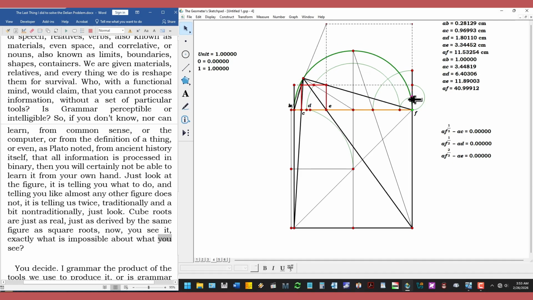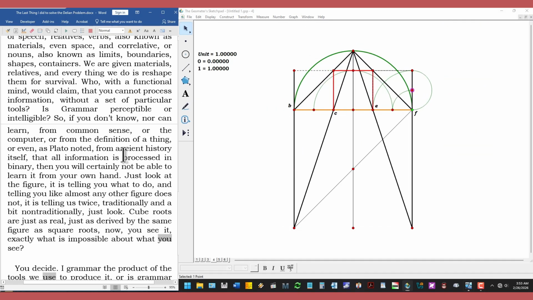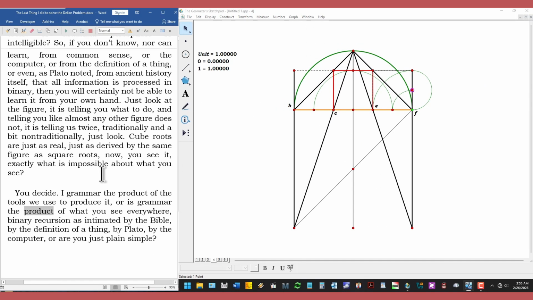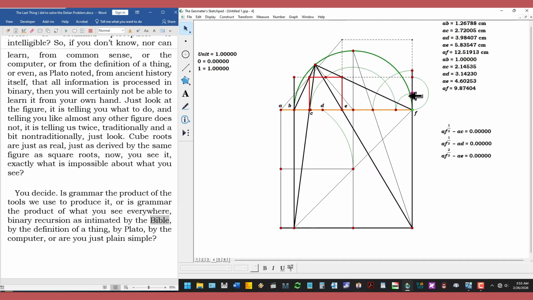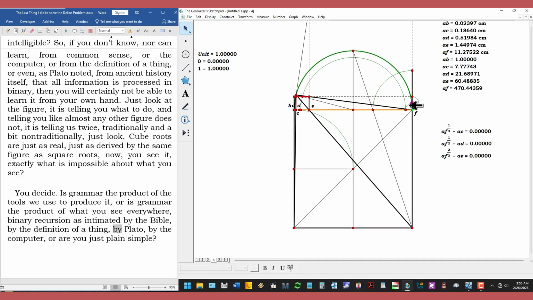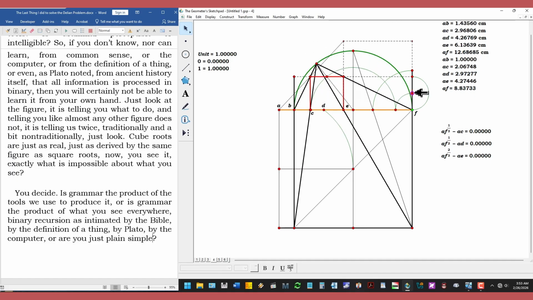You decide. Is grammar the product of the tools we use to produce it, or is grammar the product of what you see everywhere, binary recursion, as intimated by the Bible, by the definition of a thing, by Plato, by the computer, or are you just plain simple?